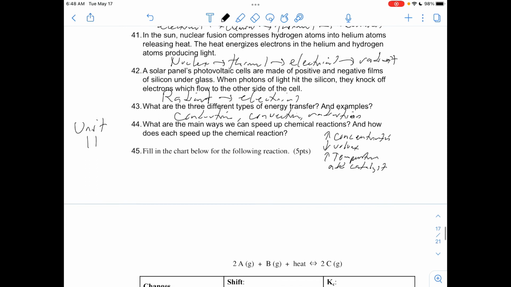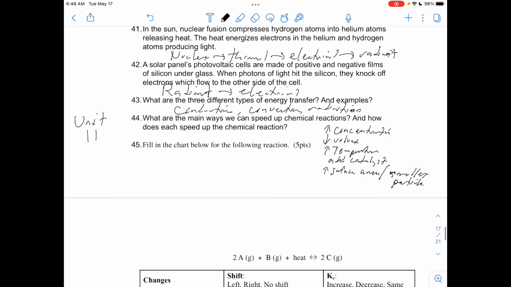Okay, and the last one that we can do is we can increase the surface area, or make it into smaller particles. Remember that the smaller the particles, if we have dust as opposed to a single granule or a single piece, it's going to react faster.